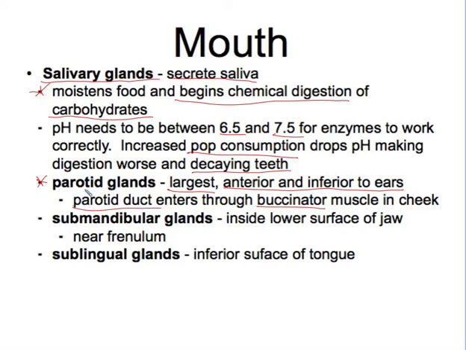So parotid is there. Next is the submandibular. So here, sub being below, mandibular referring to mandible. So these are found inside the lower surface of your jaw, near your frenulum, which is again where the tongue is attached to the floor of your mouth. The last one is your sublingual glands. Again, sub being below, lingual referring to the tongue. So this is inferior to your tongue. Those are your 3 salivary glands. You will need to be able to identify and remember those terms.